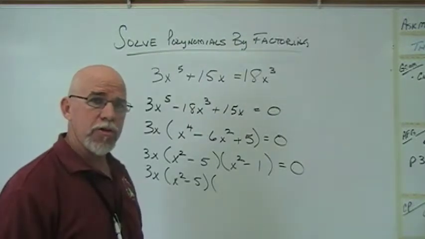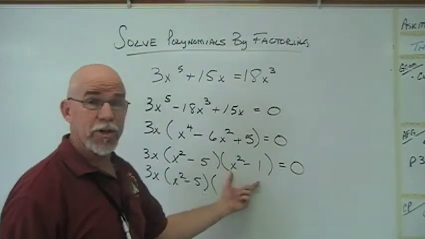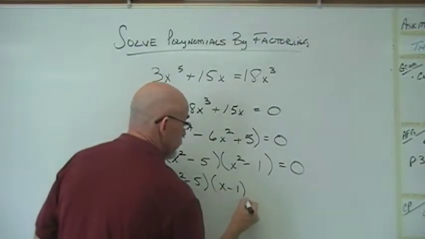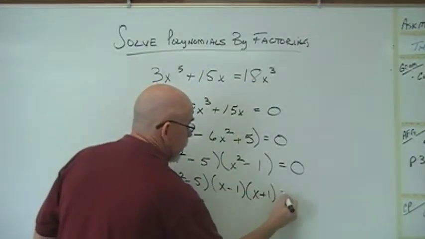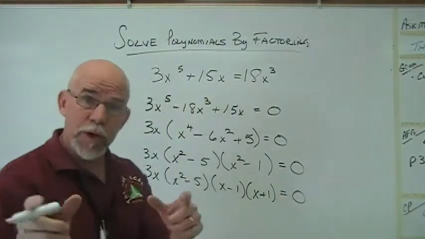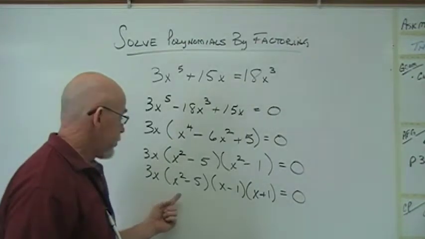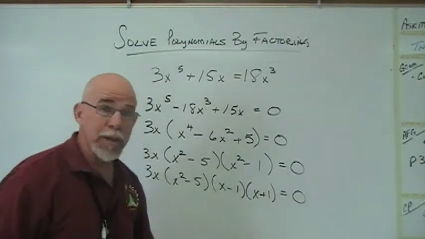And then I look at this other term, this other quadratic, and I do indeed have a difference of two squares. So it will factor the way we've been taught. So now I've got four things that are being multiplied. I've got 3x, I've got this term, this term, this term, all are being multiplied equal to 0.